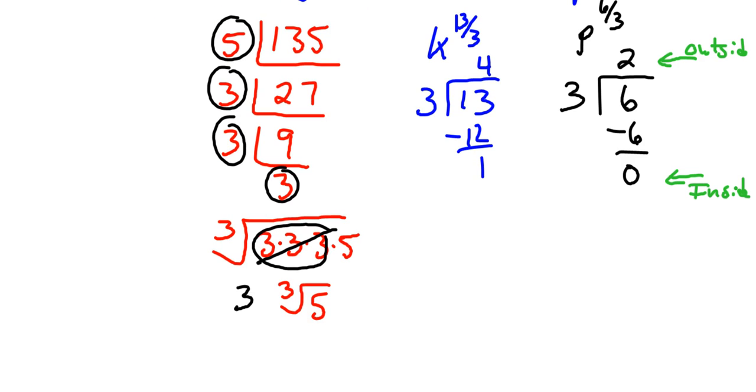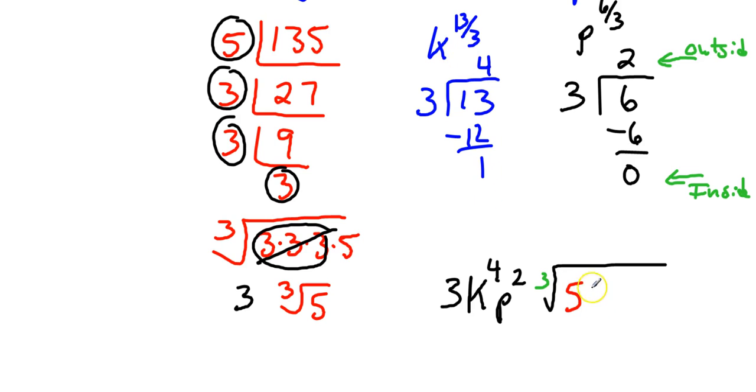So putting everything back together, we've got this 3 on the outside. We've got k to the 4th on the outside. We've got p squared on the outside. And then on the inside, again, small thing, but make sure we put the third root there. We've got this 5. We've got 1k and no p's. So that would be the final answer that we're looking for there.